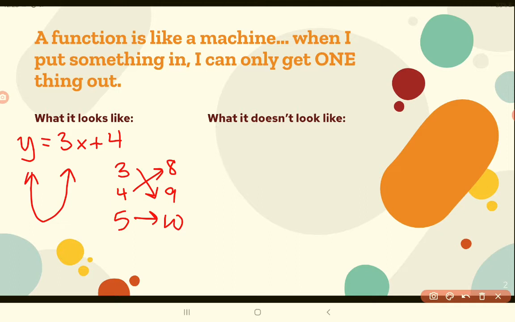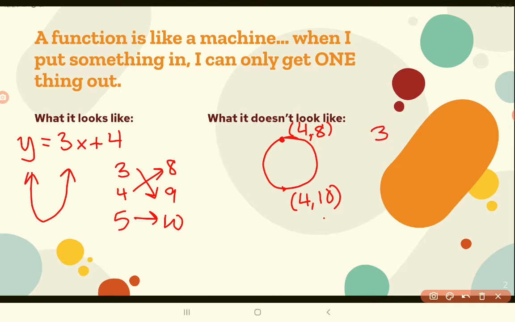Here's what a function doesn't look like. Let's say that I draw a circle. That is not a function, and here's why. Let's say I pick a random point on the circle and I say that's the point 4, 8. Well, then this point down here would be 4 comma something else. It might be 10. So what happened there? Well, I got the same number twice. I got a 4 as an x value. So that's not a function, okay, because I can get more than one thing out when I put in x as 4.